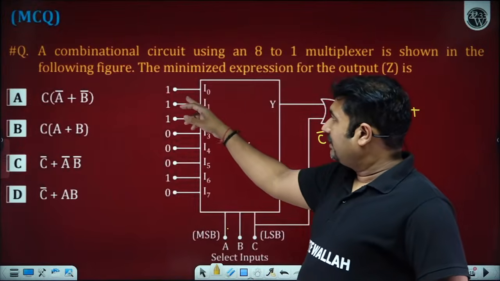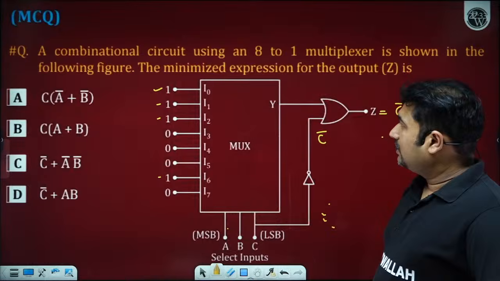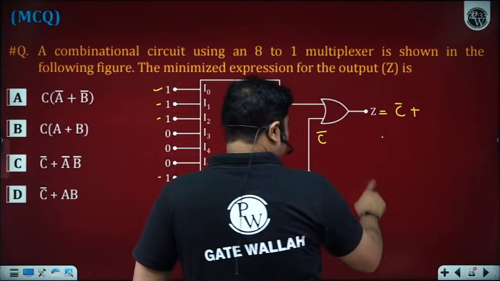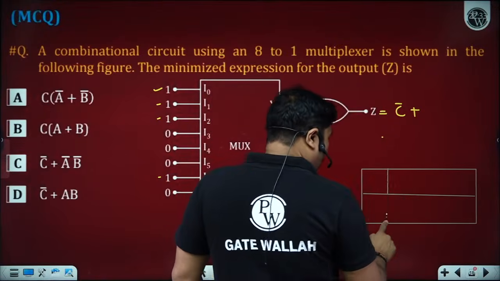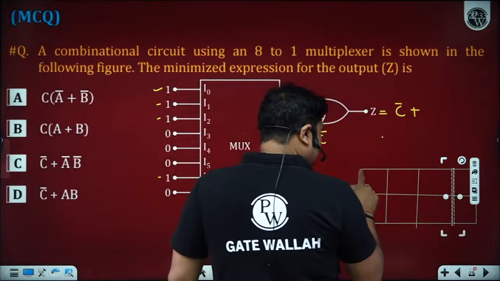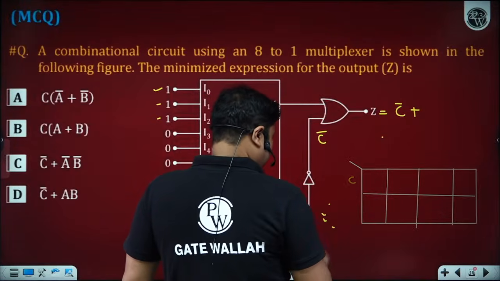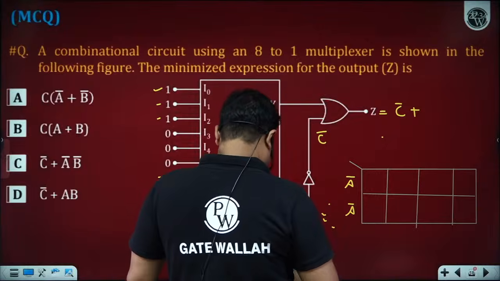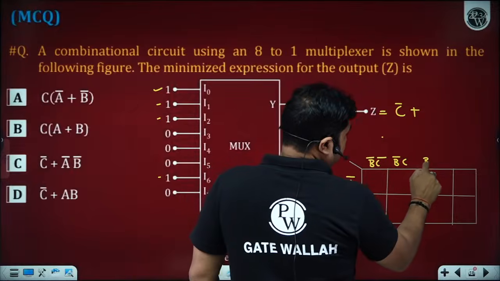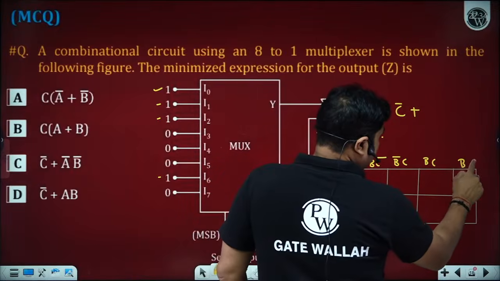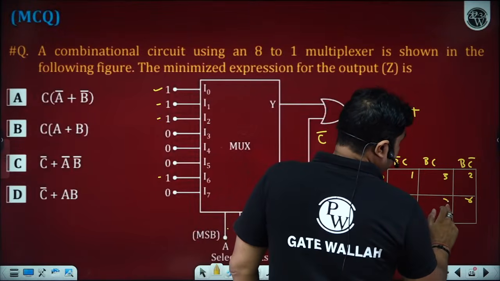So the min terms we have 0, 1, 2, 6. Can I put it onto the K-map so that we have all the possible minimized expressions as well as intermediate expressions? Yes, sir. So please observe everyone, we have A bar, A, because A is given as the MSB, and B bar C bar, B bar C, BC, BC bar, 0, 1, 2, 3, 4, 5, 6 and 7.